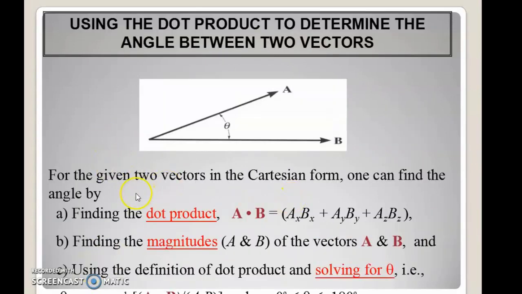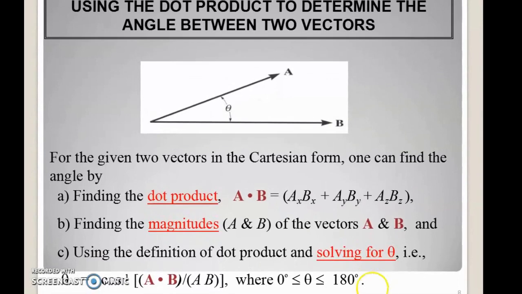Okay, now if you want to find the angle between two vectors in Cartesian form, there are two vectors, each in their Cartesian form, so you need to do the dot product. Finding the dot product, A·B is equal to AxBx plus AyBy plus AzBz, and then finding the magnitudes of the vectors A and B, and using the definition of dot product, and solving for theta.